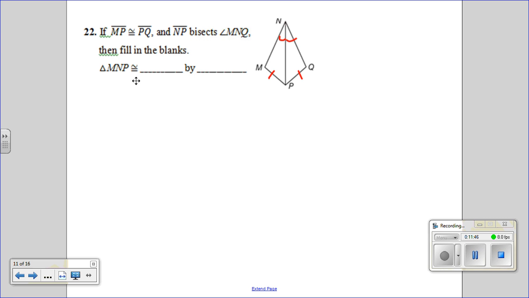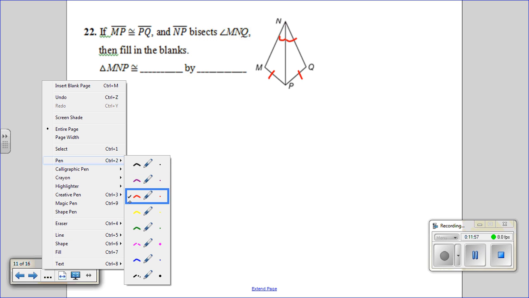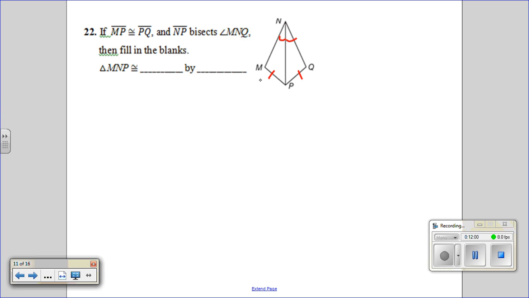Now it wants us to tell what triangles are congruent. Triangle MNP is congruent to which triangle? Well, we also know that both small triangles share the side NP. So we have side, side, angle in both triangles, and we know that that is not proof or evidence of congruency when we're talking about triangles. So these triangles are not congruent.